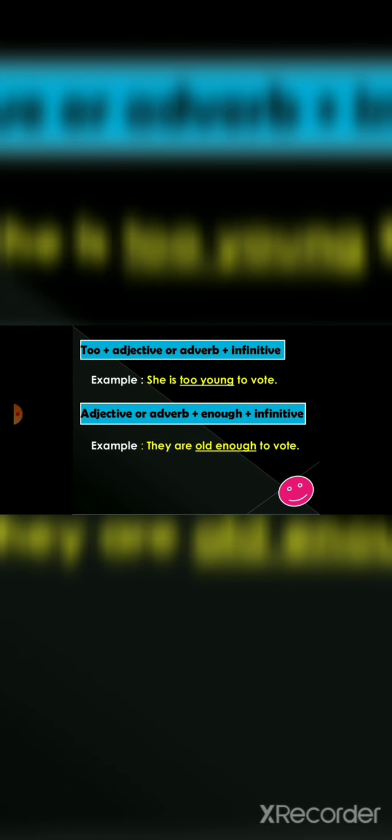Too plus adjective or adverb plus infinitive. She's too young to vote. Adjective or adverb plus enough plus infinitive. They are old enough to vote.